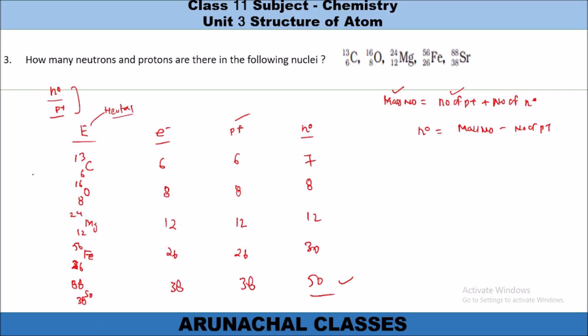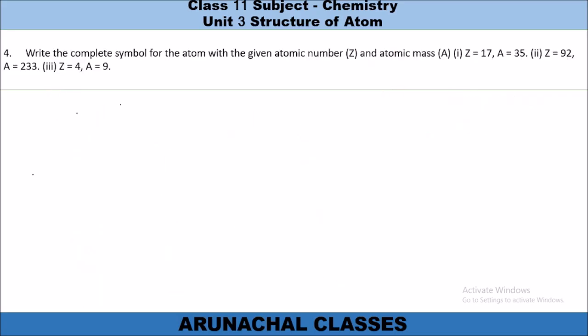Let us move on to the next question, that is question number 4. Write down the complete symbol for the atom with the given atomic number Z and atomic mass A. The first case is where Z value is 17 and A value is 35. Here Z is the atomic number. Atomic number 17 is for chlorine, so it will be chlorine 17, mass number 35. In this way we'll represent it.